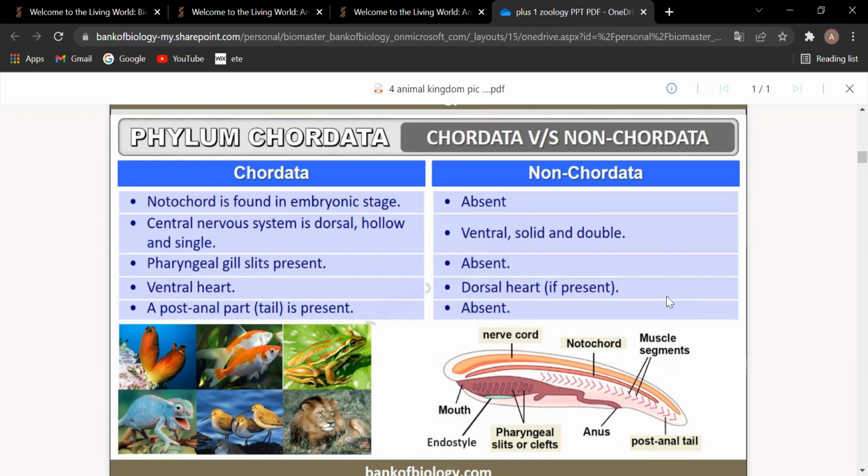In non-chordates the tail is absent. Though in us there is no visible tail, of course, the post-anal part is going to be a part of all the chordates. So let us understand in detail about phylum chordata, beta. Look at this.